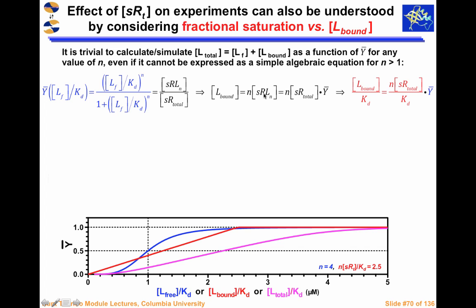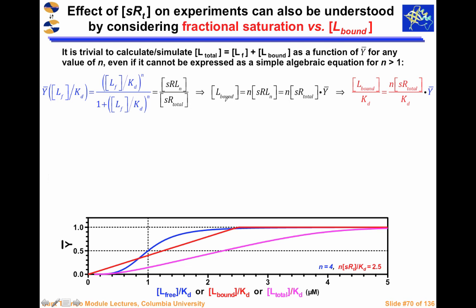Bound receptor concentration times the cooperativity number of cooperatively bound ligand molecules per receptor, N times SRT times Y bar, gives us the bound ligand concentration. Okay? So the bound ligand concentration is the fractional saturation of the receptor times the receptor concentration. That gives us the concentration of bound receptor, times N, that gives us the concentration of bound ligand. We divide this equation through now.